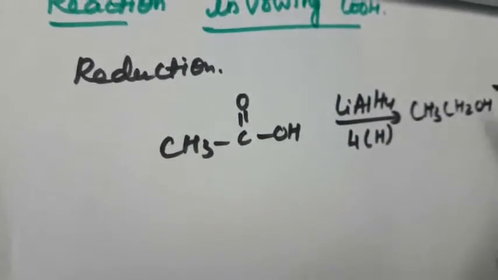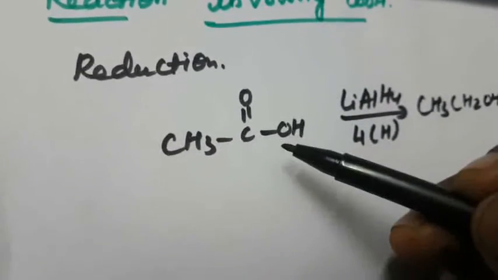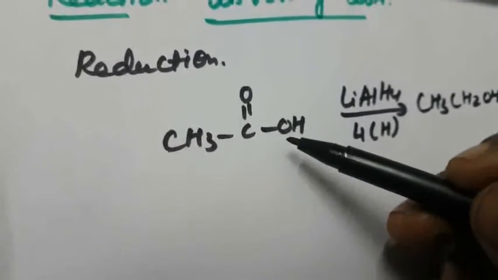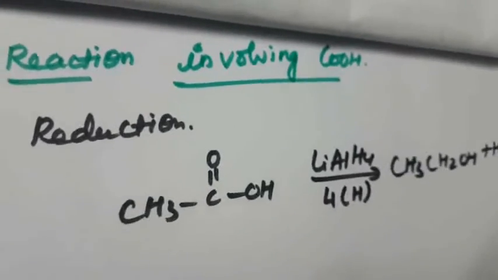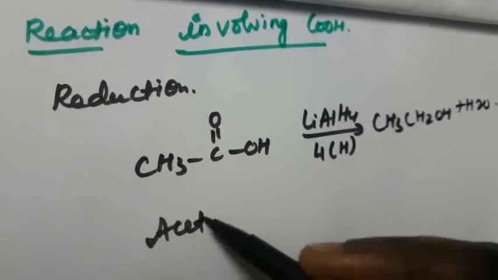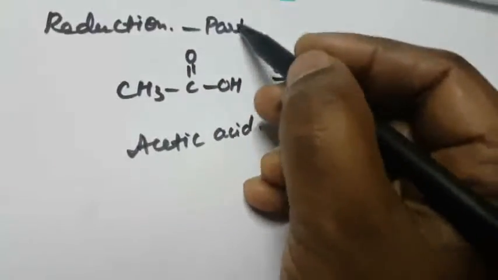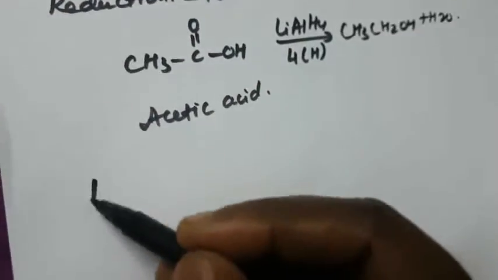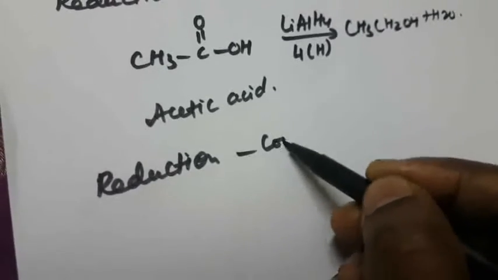That is the oxidation means primary alcohol to acid. Again, it is oic acid, ethanol, or acetic acid to ethyl alcohol or ethanol. Okay. So what is this compound name? Acetic acid. Again, reduction. This is partial reduction. That is complete reduction.